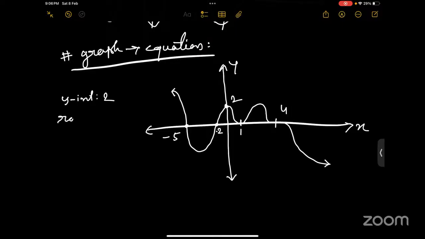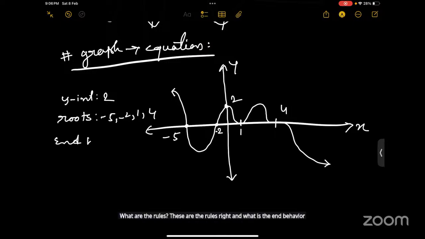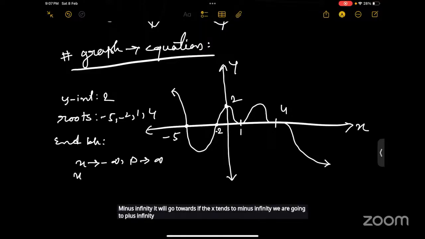Roots. What are the roots? -5, -2, 1, 4. These are the roots, right? And what is the end behavior? If x tends to minus infinity, we are going to plus infinity. And when x is plus infinity, it is minus infinity. This is the end behavior, right?